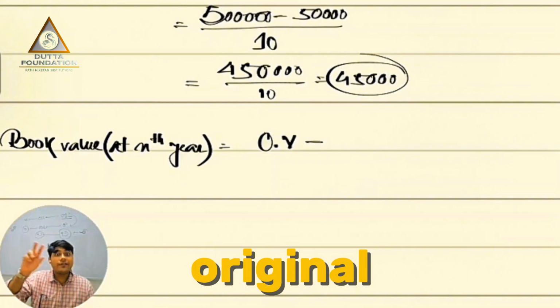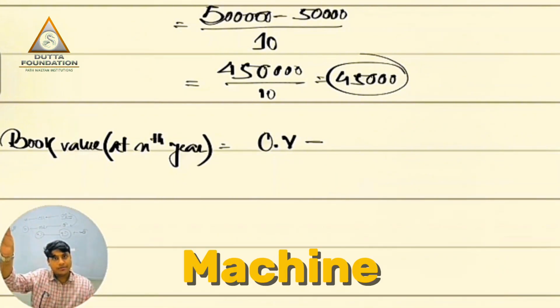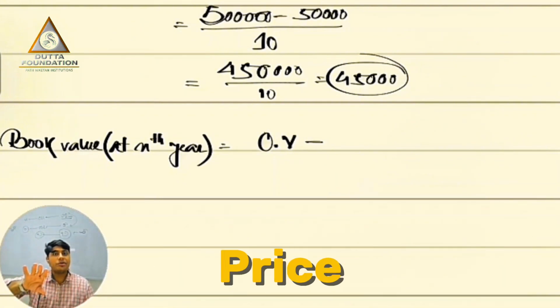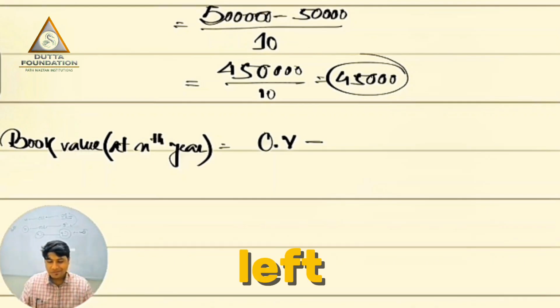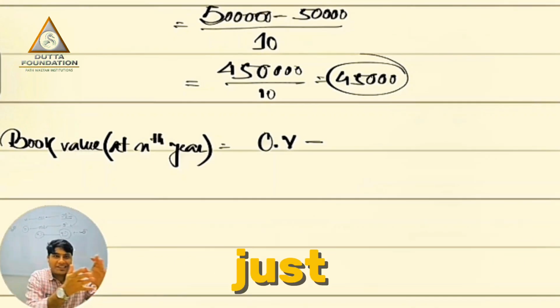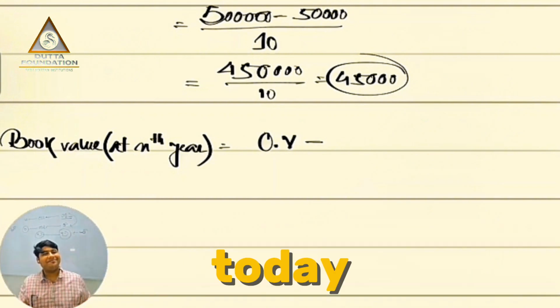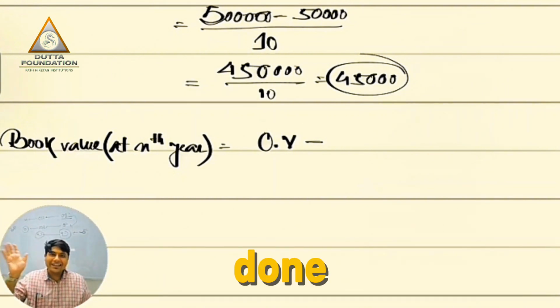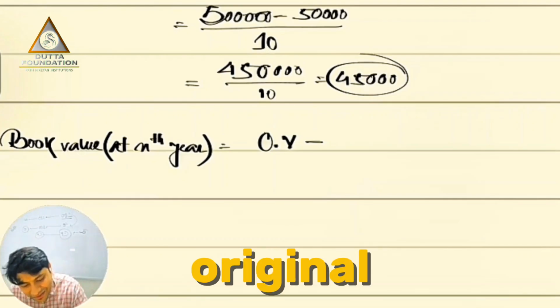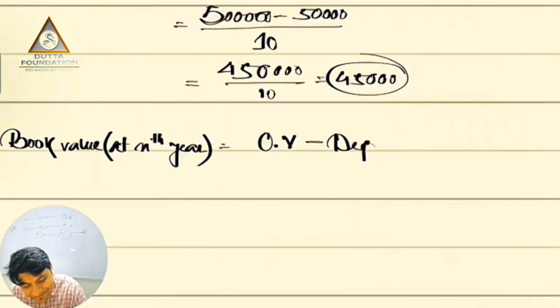OV means original value, the buying price of the machine. For this condition, the buying price of the machine was 5 lakh. So the book value is 5 lakh. And now what we are doing, we are just deducting the depreciation till today, whatever depreciation has already been done. So it is original value minus depreciation.